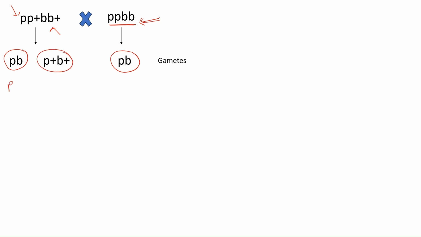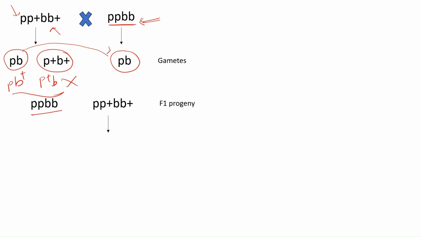Why have we not got p b plus and p plus b? Why didn't we get this combination of gametes? Because the genes are linked. p is linked with b, p plus is linked with b plus. So we won't get any recombinant over here. Now in the F1 generation, when we cross this p b with this p b, we will get pp bb. Similarly, p plus b plus with p b, we will get p p plus b b plus.